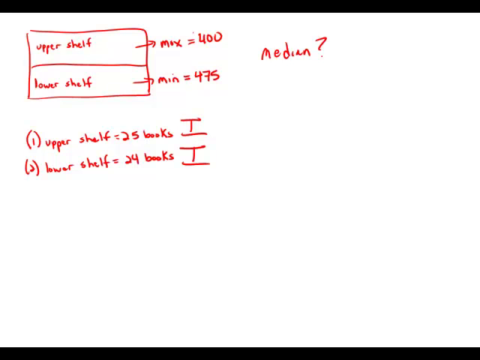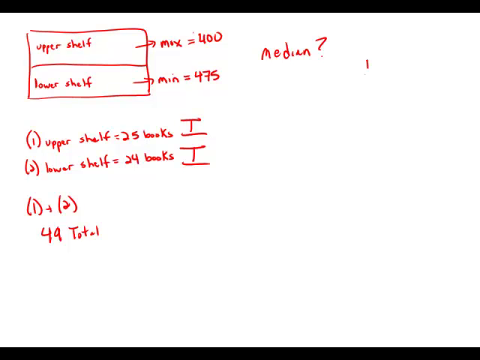We suspect that interesting things are going to happen when we put the two statements together. And indeed, we put the two statements together. Well, now we know there are 25 on the upper shelf and 24 on the lower shelf. So that is 49 total. And if we have a list of 49 and we put the numbers in numerical order, the middle of that list, the 25th entry on that list, will be the median.